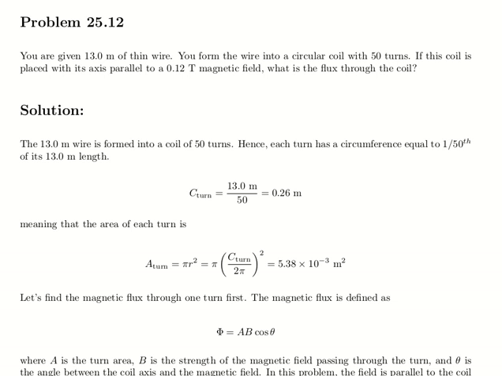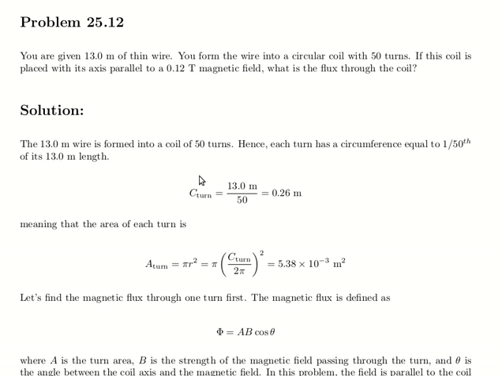Okay, so first of all, we have a 13-meter long piece of wire, and we're going to coil it into 50 turns. Therefore, one of the features we want to know about this coil is what is the area of each of the turns. The flux going through that coil is ultimately going to depend on the area of the coil, therefore the area of each individual turn, and the magnetic field strength that goes through that coil.